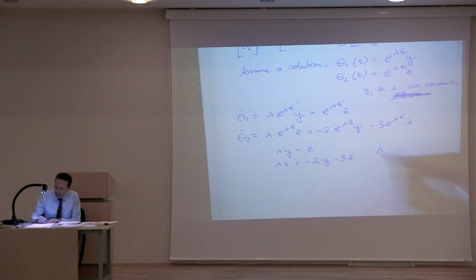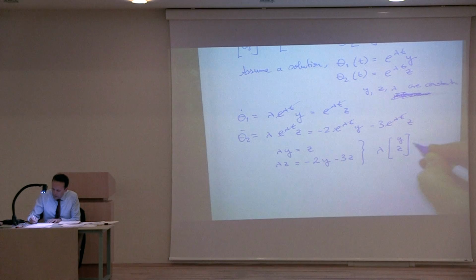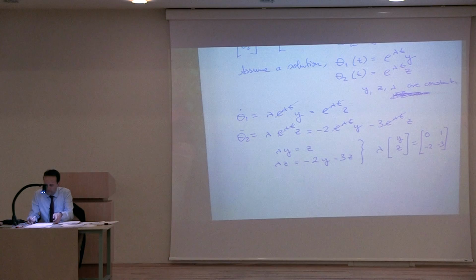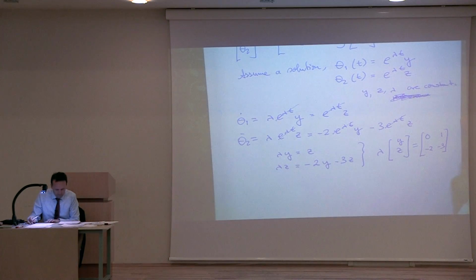So, lambda, let's write this in matrix form. I'm writing this in matrix form. Lambda times y, z is equal to the matrix 0, 1, minus 2, minus 3, times y and z. Okay, written in matrix form.